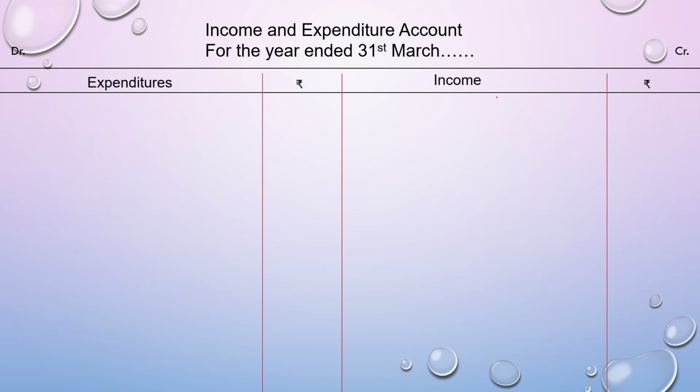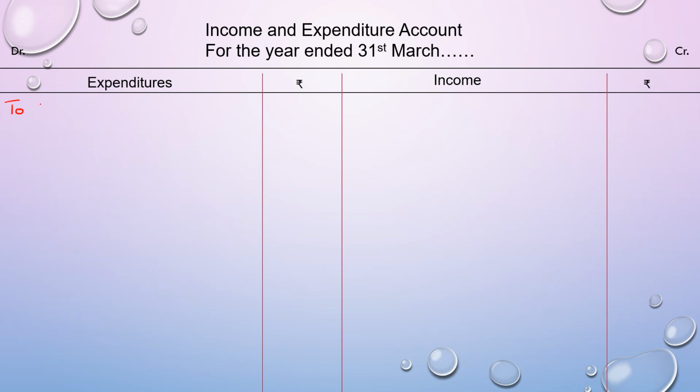Now, going into the details of the items that you could find, first we will understand the items that we could find on the expenditure side. First, you could have several expenses of routine nature which are incurred.